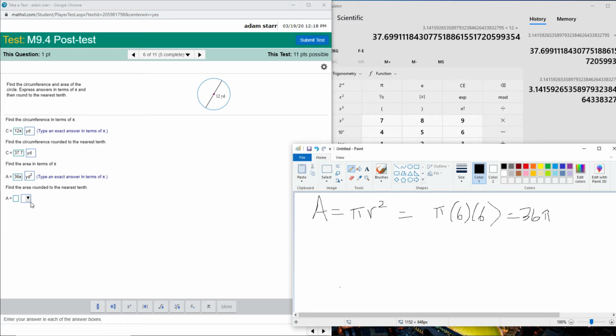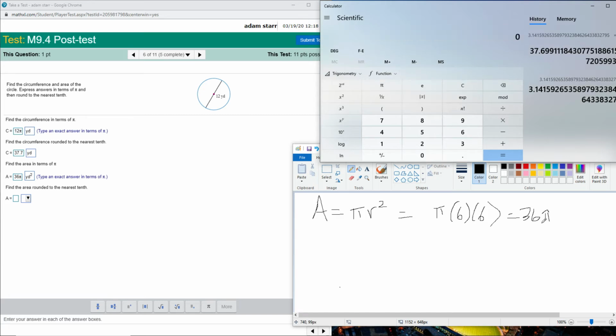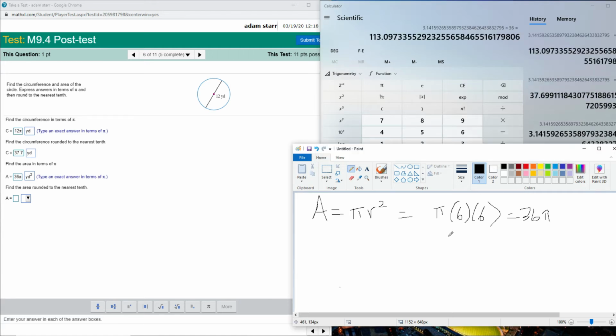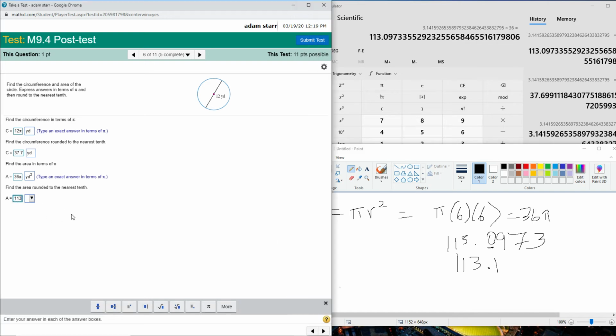And then, to find the rounded answer, I'm going to type that into my calculator. Again, I'm typing my pi button first and then multiplying it by 36. It's 113.0973, but rounded to the nearest tenth, that's the 0. But I'm looking at the 9, so that's going to round up to 113.1 yards squared.